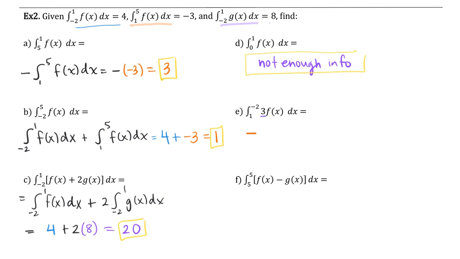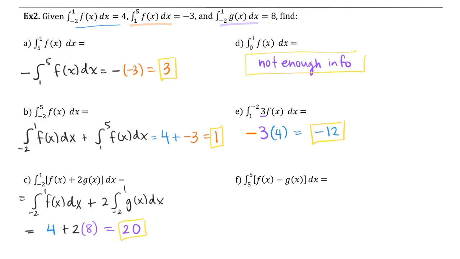I have this weird 3 here. So let me put a 3 here. And then the integral from negative 2 to 1 of f of x dx, the answer was 4. So I would say that this is negative 3 times 4. And the answer is just negative 12. If you would like to show the algebraic step, that's fine too. I'm just saying you don't have to.